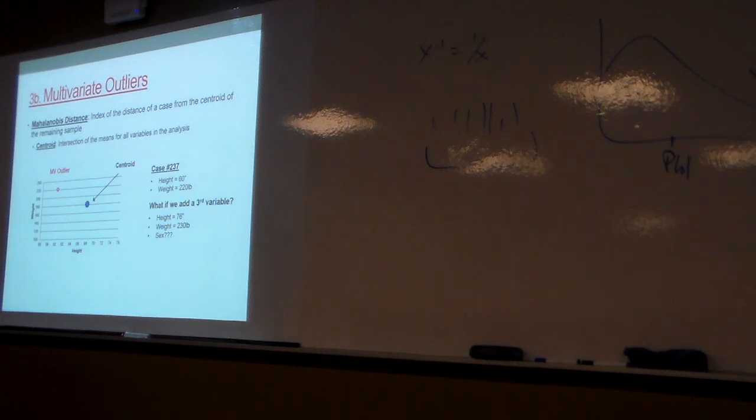Same thing if we add in a third variable. Let's say height is 76 inches, that's tall, but maybe not abnormally tall. Weight 230, that's heavy, but maybe not abnormally heavy. Then let's say we look at sex. What's going to turn this into an immediate multivariate outlier? If it's a woman, right?